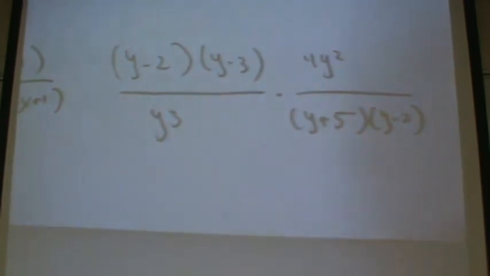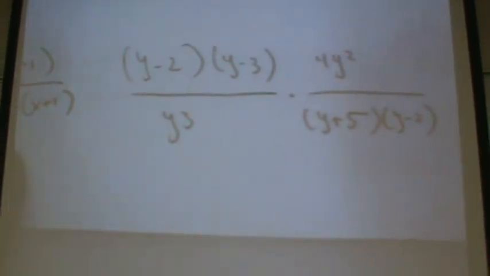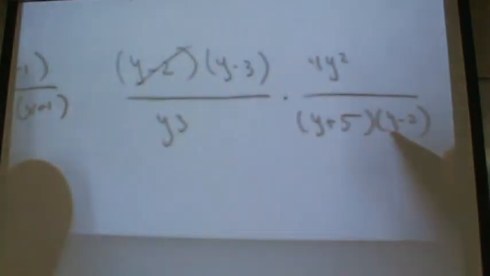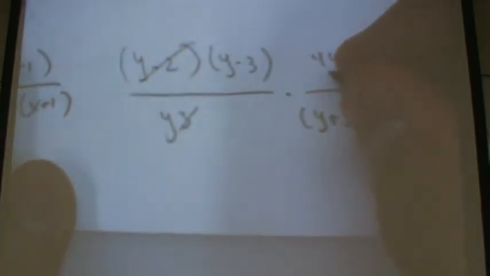Cancels. And then you cancel out the 2 y's. So that's just, yeah. So what's left? 4 minus 3 times y minus 3 over y times y plus 5.